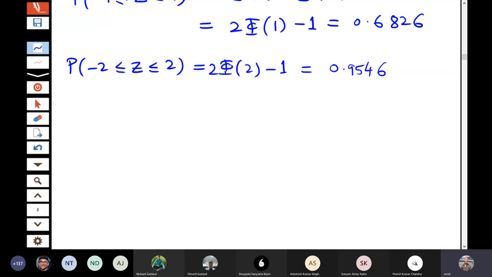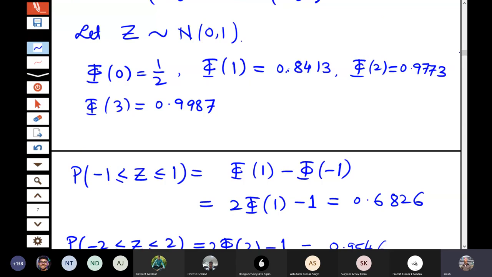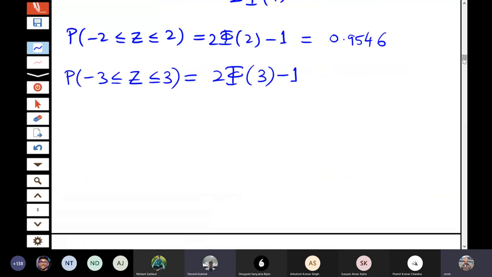Let us go further. Let us see -3 to 3. By the same argument, it is 2 times phi of 3 minus 1. And what is phi of 3? 0.9987. So what is the value? 0.9974. Which means 99.7% of the observations lie between -3 and +3.